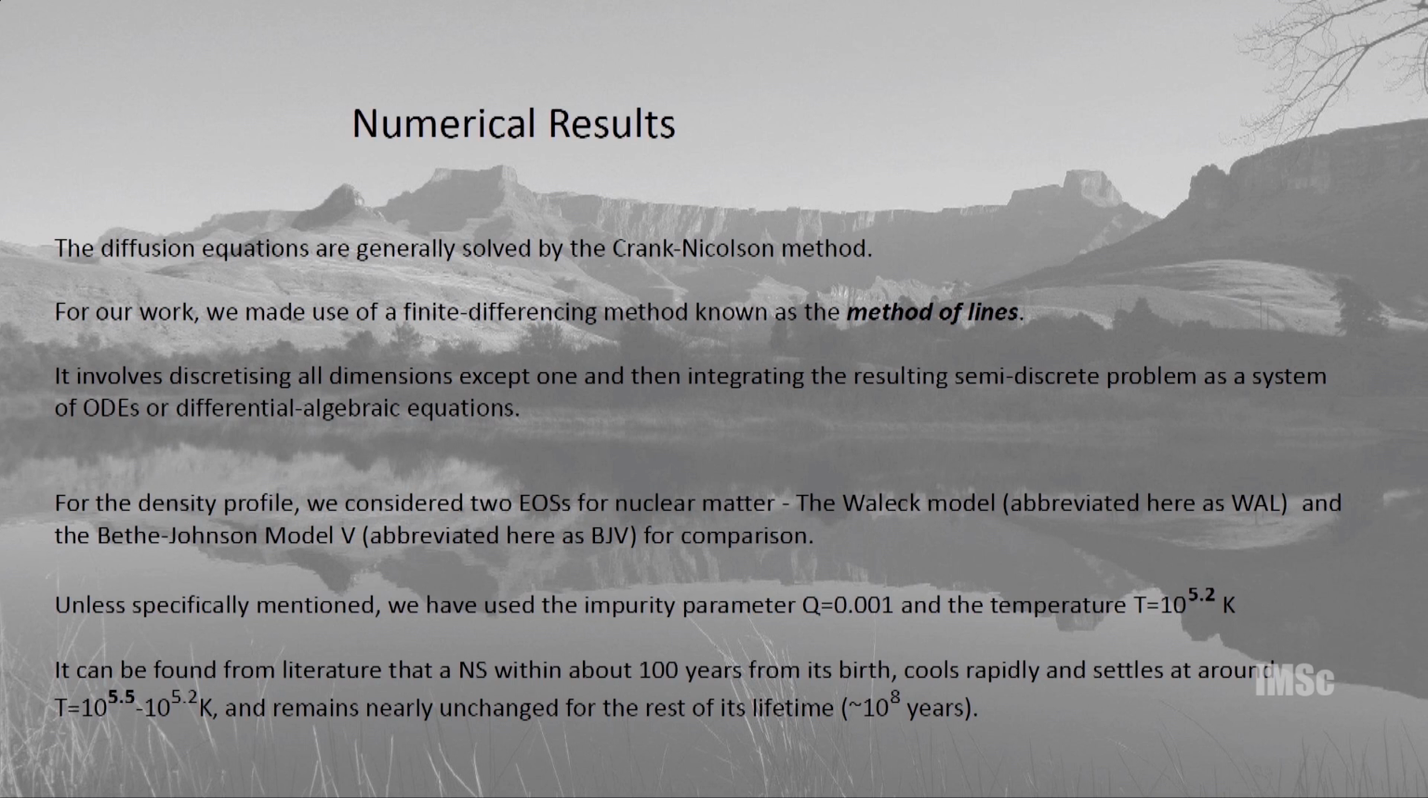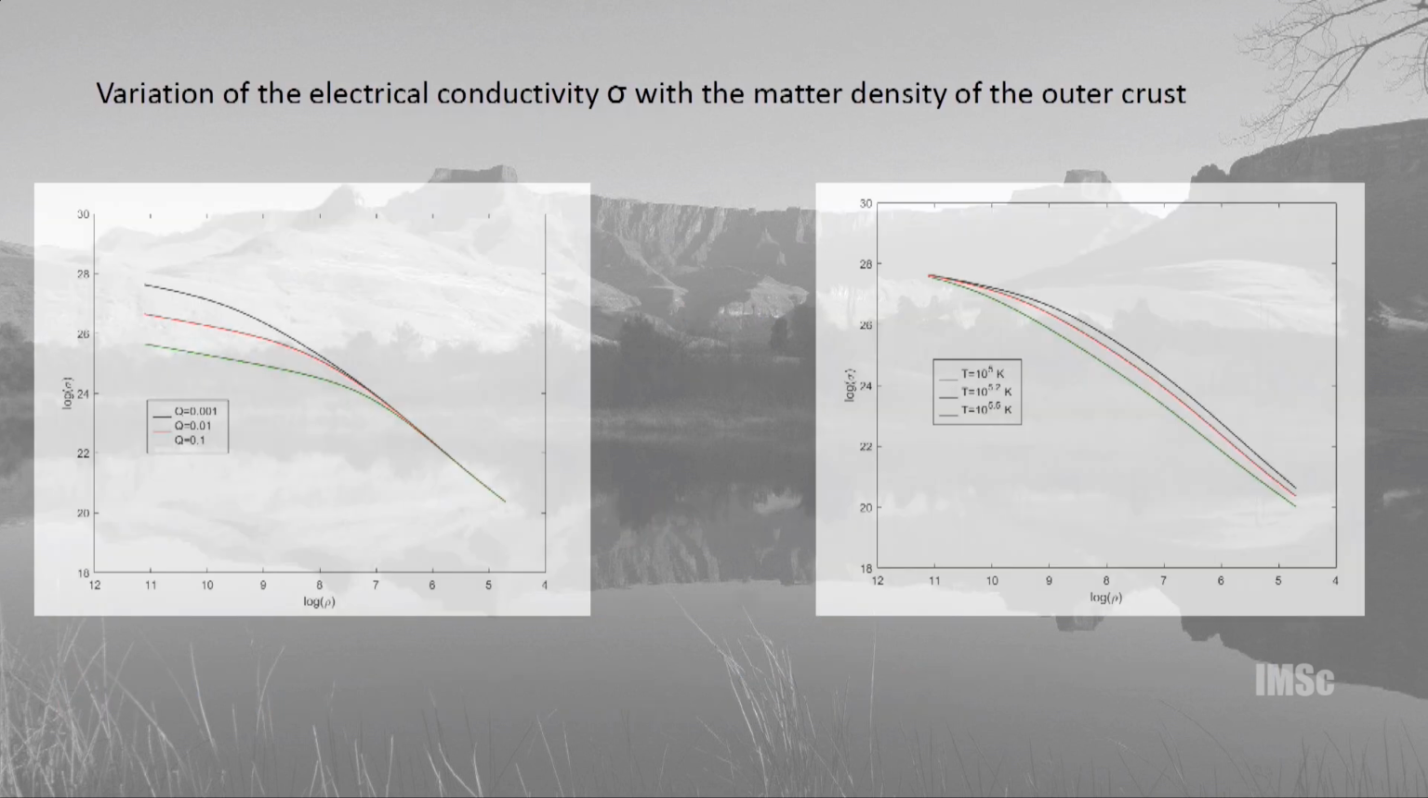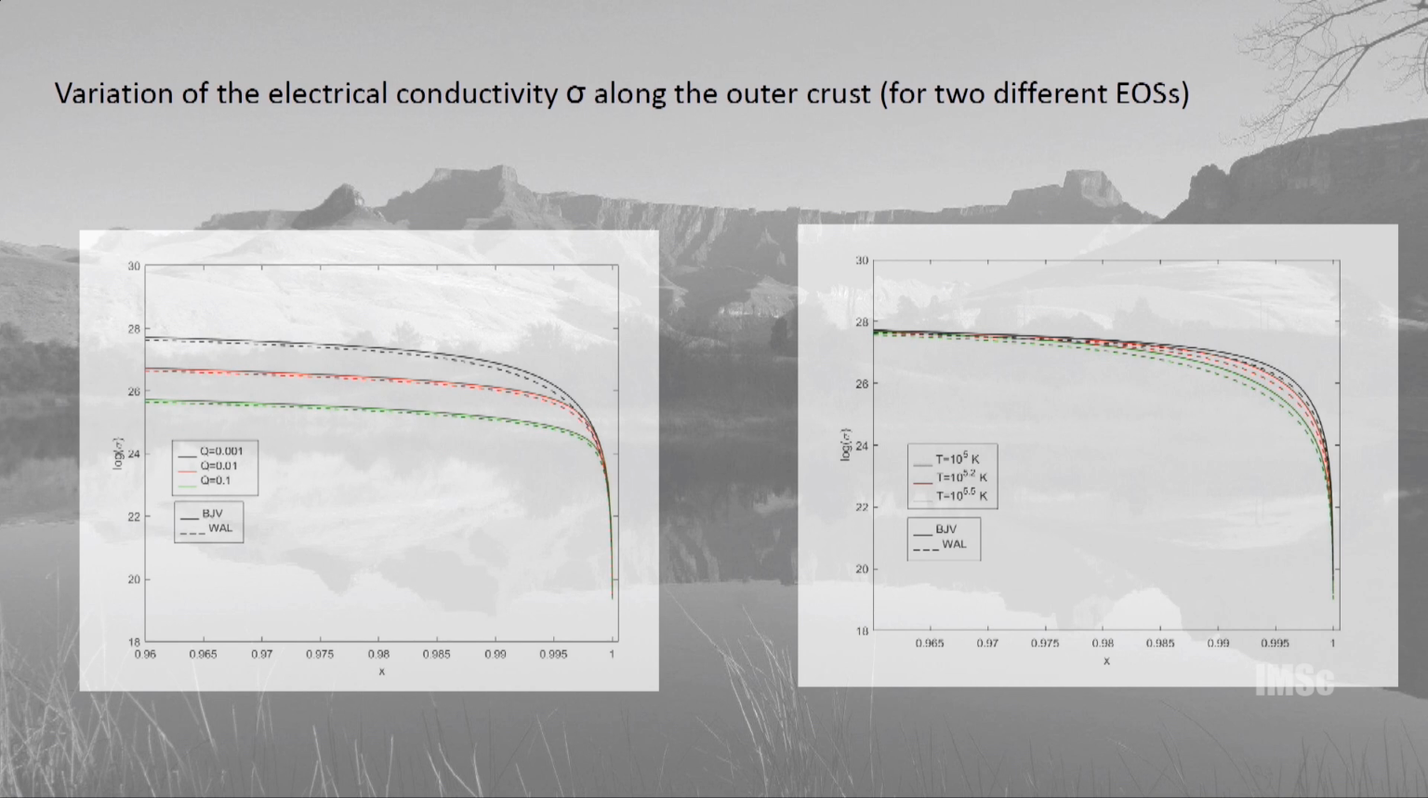It has also been found that a neutron star, when it's born, is very hot, and in the first 100 years it emits a lot of neutrinos and a lot of other particles, and they take away all of the energy. Then it cools down to a temperature of 10 to the power 5.5 to 10 to the power 5.2 degrees Kelvin, and that remains pretty constant throughout its lifetime, which is about 10 to the power 8 years. So these are the few results. We just tried to see what the effects of Q and T are on the conductivity of matter.